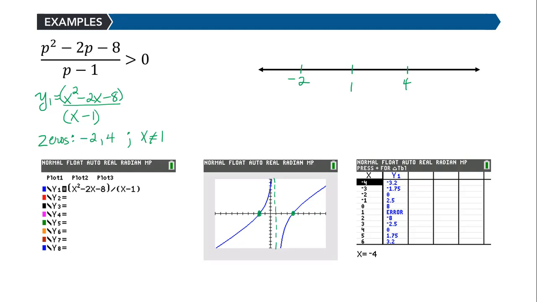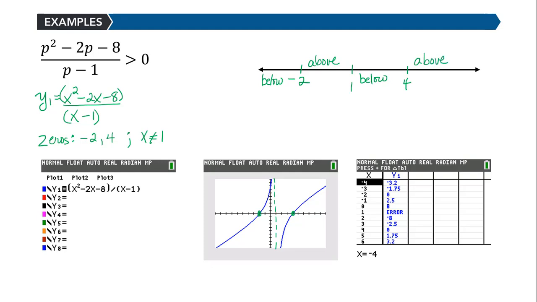So we have to the left of negative 2, let's think what happens. To the left of negative 2, the graph is all below the x-axis. Between negative 2 and 1, the graph is above the x-axis. Between 1 and 4, the graph is below the x-axis. And to the right of 4, the graph is all above the x-axis.